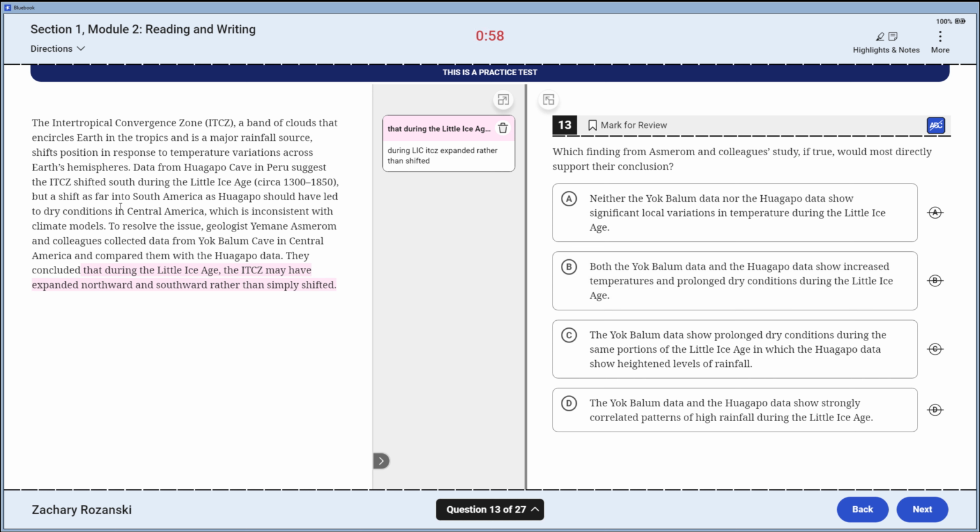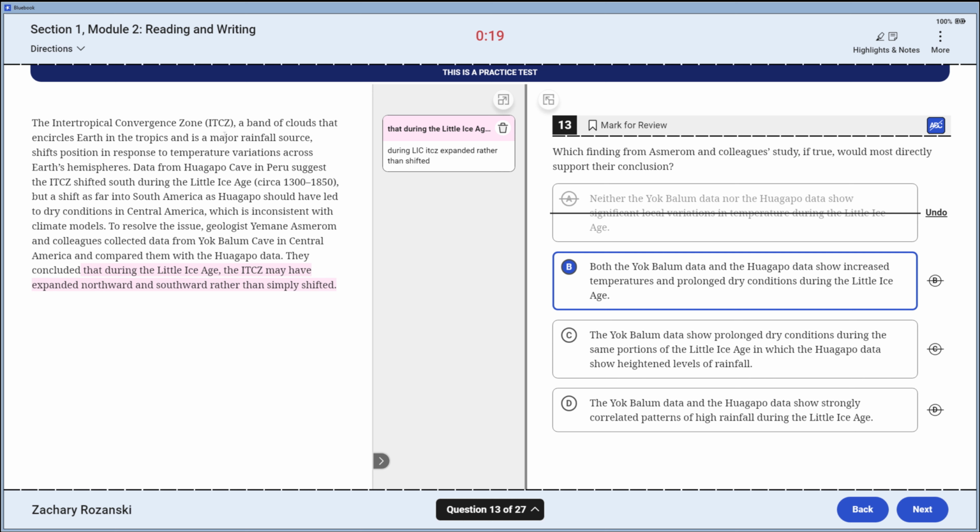So let's get some data about where we're looking. A shift so far, I'm going to start reading here. Huagapo Cave in Peru suggested that it shifted, but a shift so far in South America would have led to dry conditions in Central America, which is inconsistent with the climate models. So I'm looking for something that can help put these things together. So it would have been something that showed a stretch between them both. If there was no change in temperature, then they wouldn't have experienced the Little Ice Age at all, so that falls. Both show increased temperatures and prolonged dry conditions, but once again, shifts.